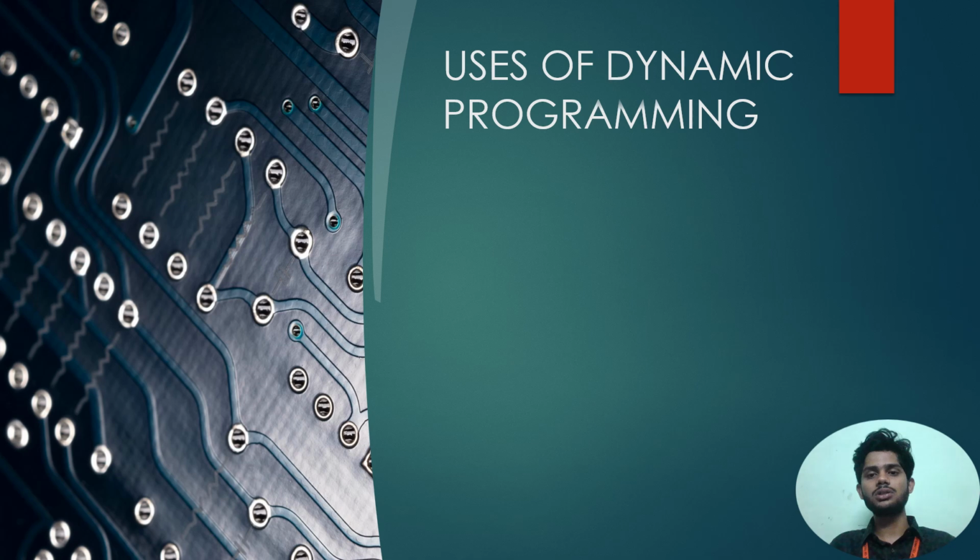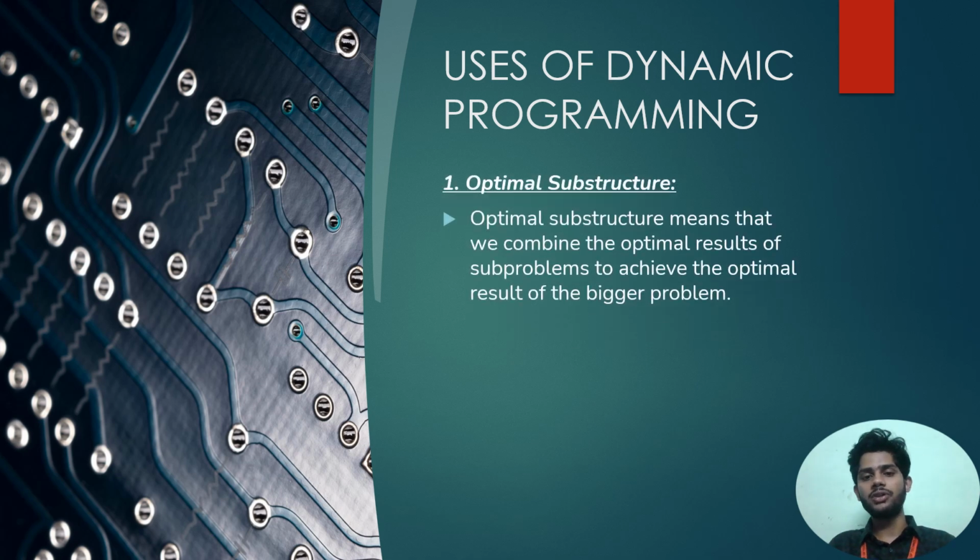Let's see the uses of dynamic programming. First is optimal substructure. Optimal substructure means that we combine the optimal results of the subproblems to achieve the optimal result of the bigger problem. As we discussed in the previous slide, the complex problem is divided into subproblems and those subproblems are solved first and their solutions are stored as a result. Finally, those solutions of the subproblems are combined and then we get the solution of the complex problem.